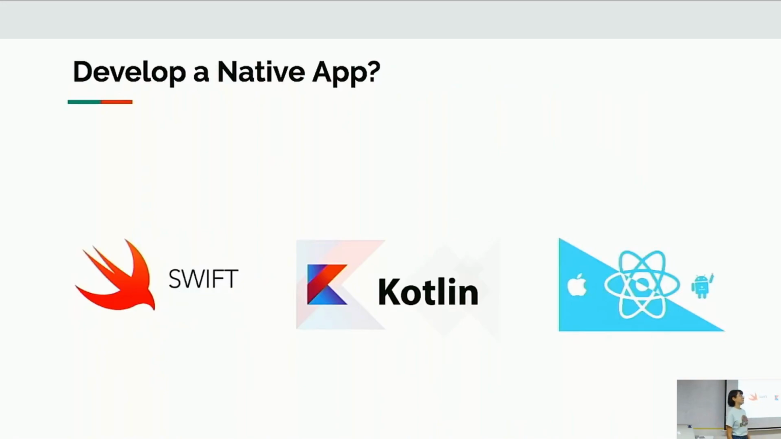What do we need? Well, we need to learn a programming language. And depending on which platform you want to build your application for, you have to learn Swift if you want to develop for iOS. You have to learn Kotlin if you want to develop for Android.